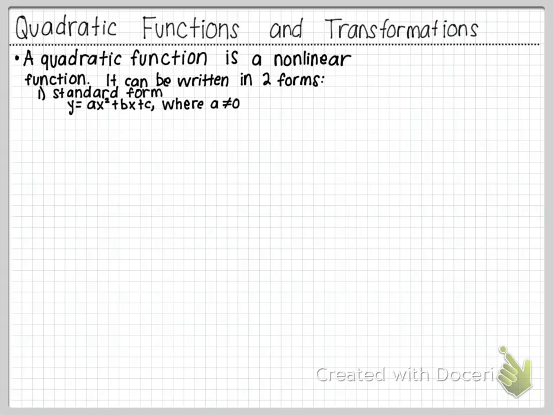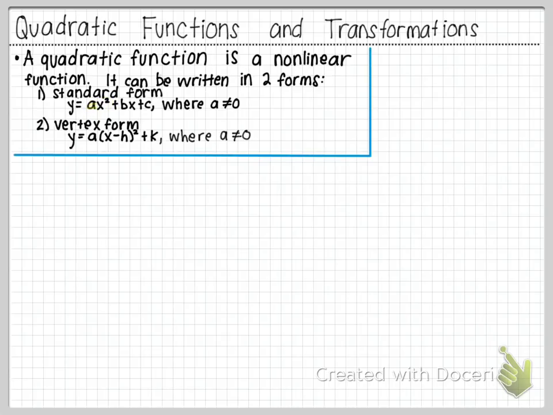And the reason a cannot equal 0, if this a equaled 0, there would be no more x squared, right? This whole term would cancel out. If x squared canceled out, it would no longer be a quadratic function. So that's why a can never equal 0.